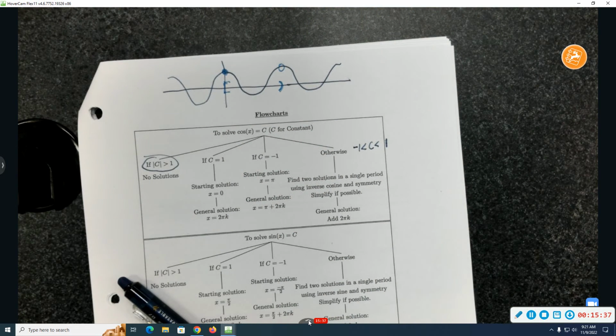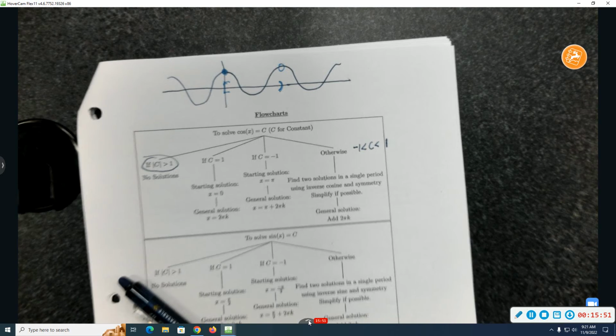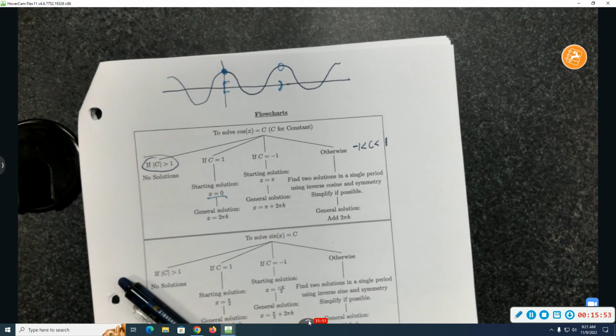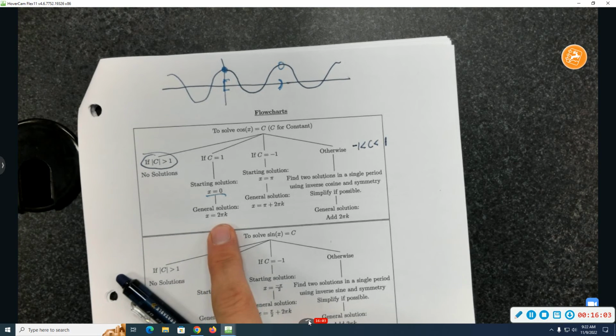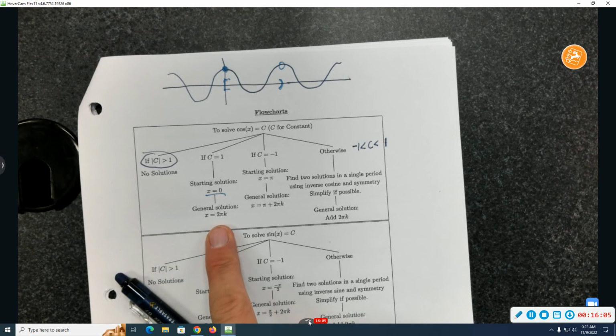How many times is cosine equal to plus 1 in that interval? Just once, because I excluded the other endpoint. So there's only one basic solution to cosine equals 1, namely x equals 0. Oh, and notice negative 0 is still 0, so the second solution would be the same solution again. So the general solution is just 0 plus 2 pi k, or 2 pi k.